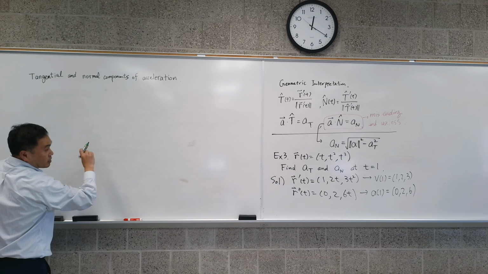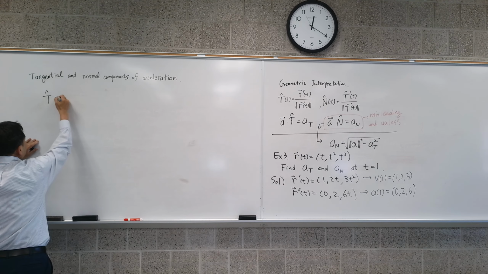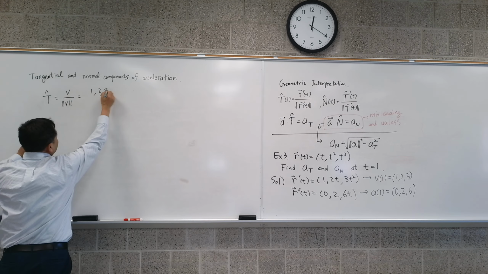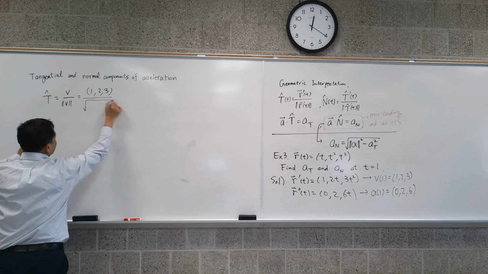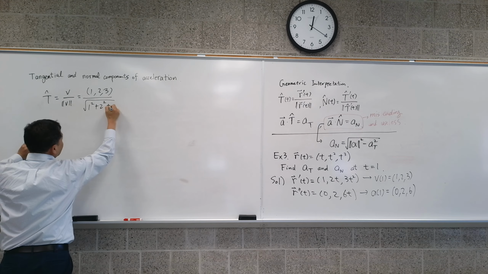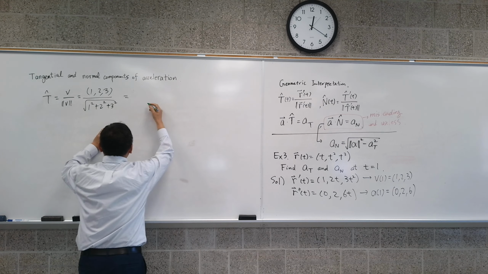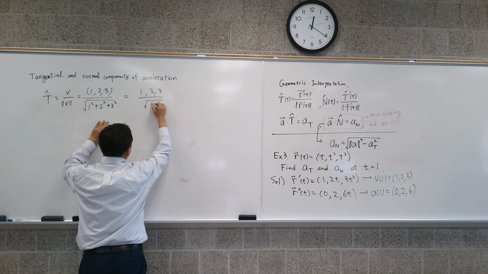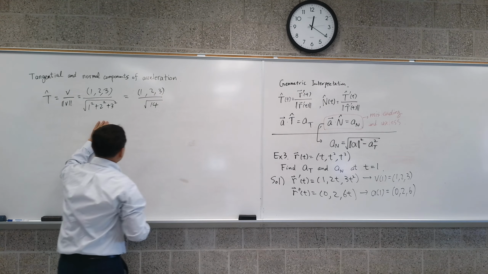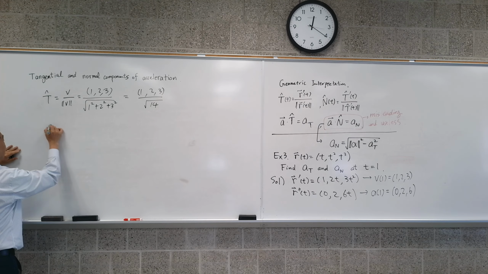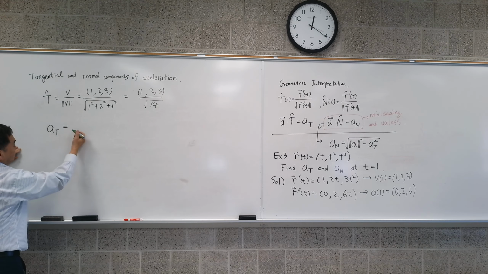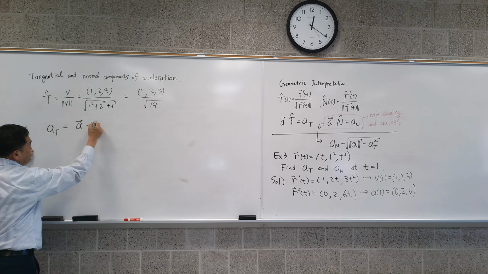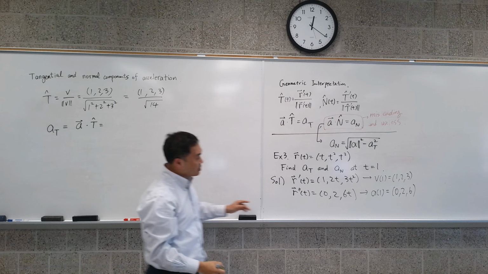And since T hat is v over the norm of v, you're going to get 1, 2, 3 divided by the square root of 1 squared plus 2 squared plus 3 squared, which gives you 1, 2, 3 over square root of 14. That's your T hat. And therefore, a_T is the same as acceleration dotted with T hat. Acceleration, we got it, 0, 2, 6.